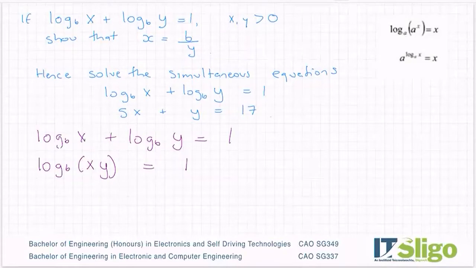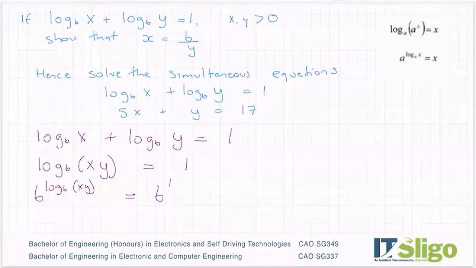Okay, now I can use this rule here. So let's raise everything up to that base number. So the log 6 and 6 cancel, and I'm left with, on the left, just xy being equal to 6 to the power of 1, which is 6.